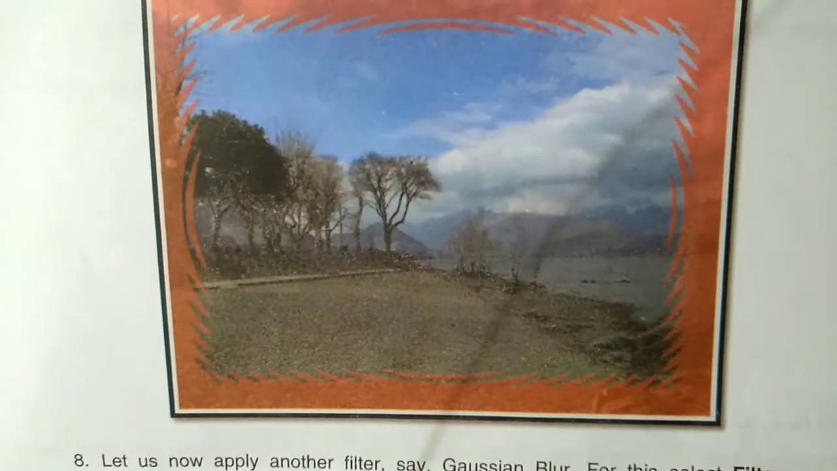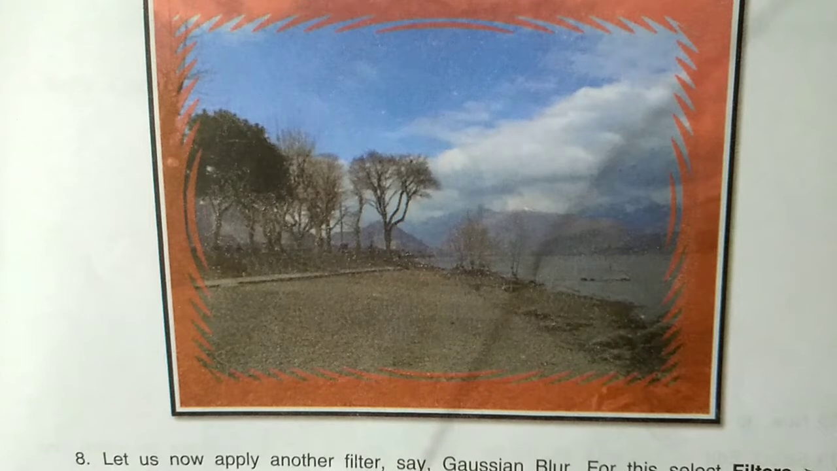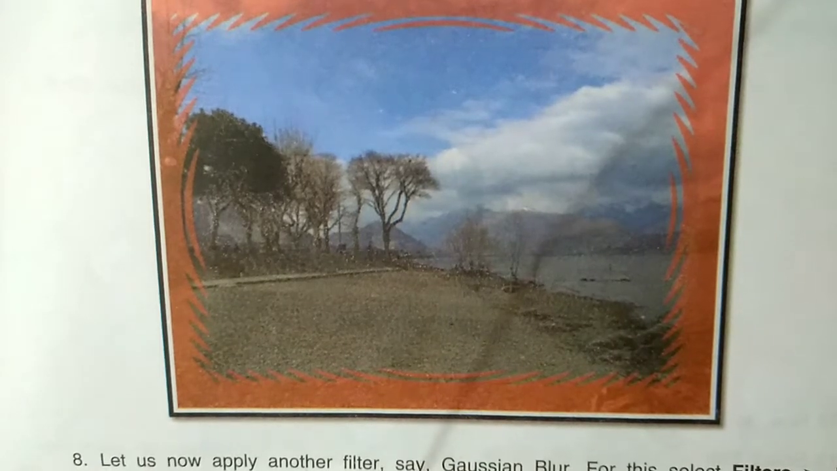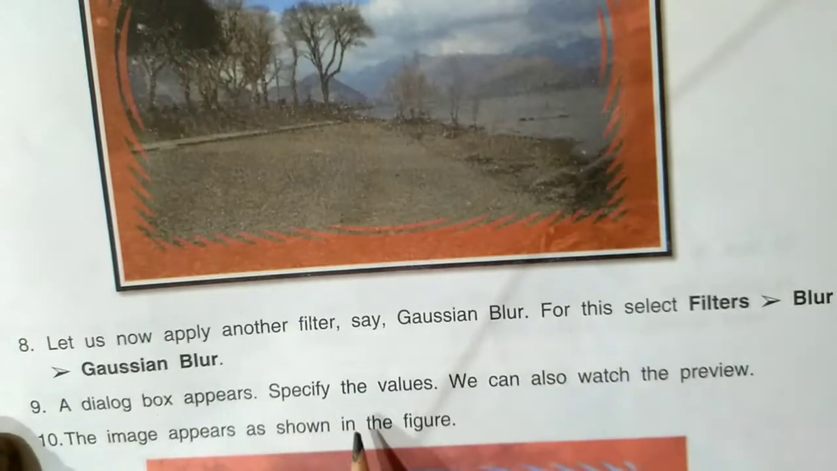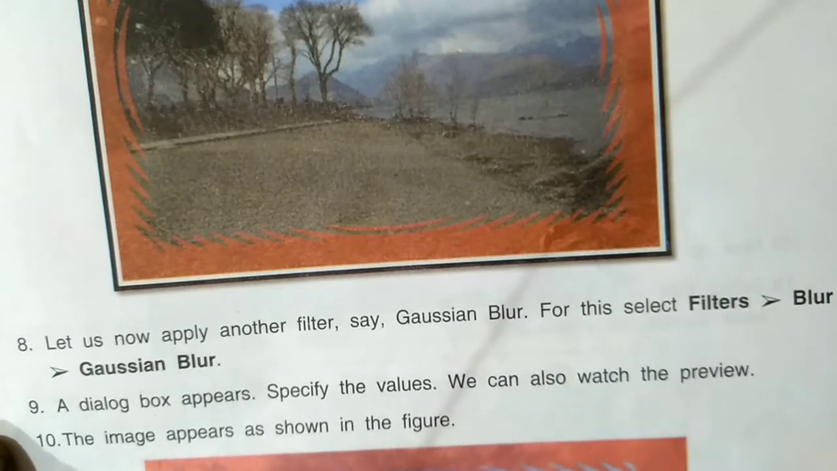The image appears as shown below. Let us now apply another filter, say Gaussian blur. For this, select Filters, Blur, Gaussian Blur. A dialog box appears. Specify the values. You can also watch the preview. The image appears as shown in the figure.